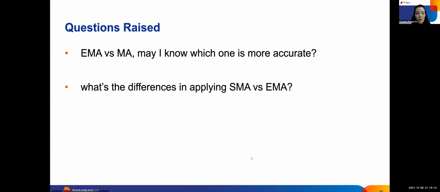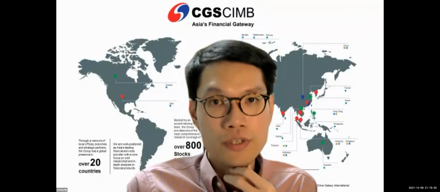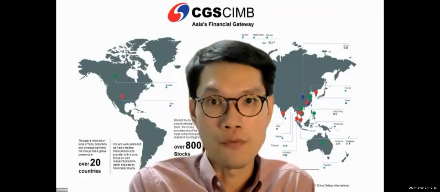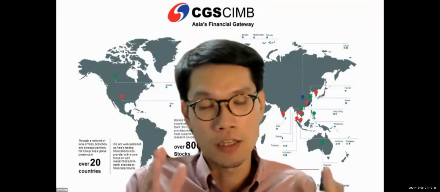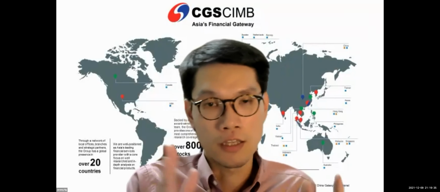EMA versus MA, may I know which one is more accurate and what's the difference in applying this? Yep. So basically the reason why I'm using the exponential moving average is because it gives more weight to the most recent price action, which means you are getting a more up-to-date kind of moving average as compared to a standard simple moving average, which equal weights the past, say, 20 days of price movement.